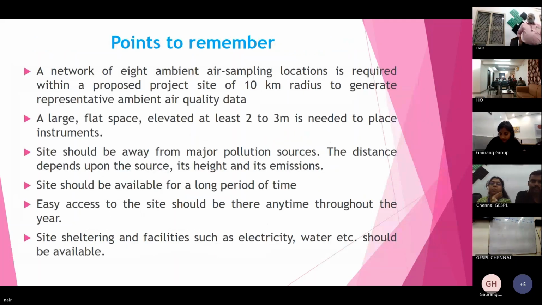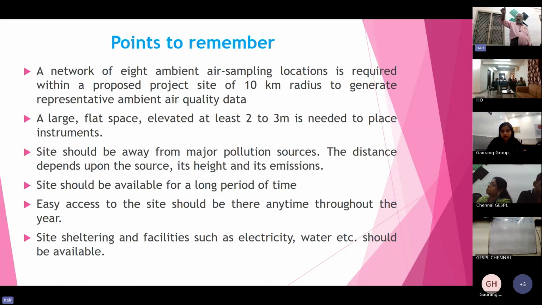Okay. Then some more points to be remembered. A network of 8 ambient air sampling locations is required within a proposed site setup, within a 10 kilometer radius, to generate representative ambient air quality data. This is what we are doing. Minimum 8 is required, but I have told you earlier the number of locations you have to take. So this point we are sticking to.